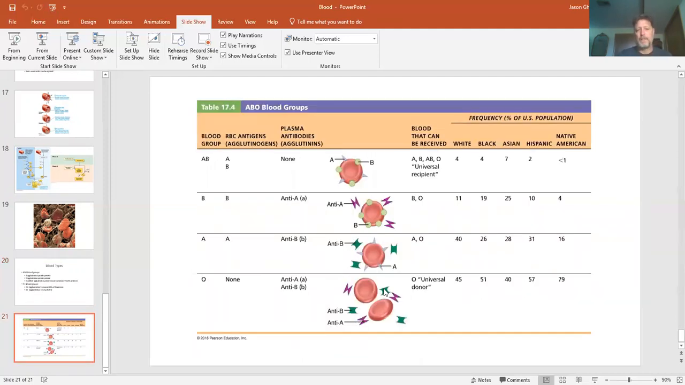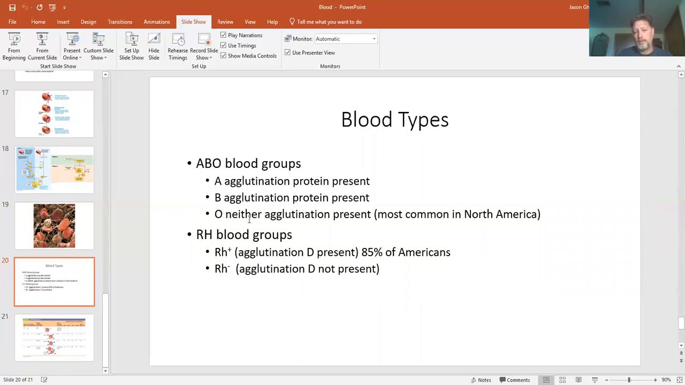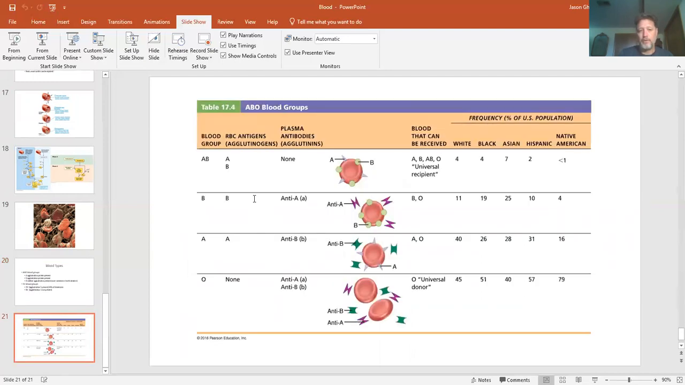Okay. So looking here, an AB person has both the A and the B. They are a universal recipient because they can take blood from a person with A or B, or a person with none. If you don't have any proteins, then your immune system is not going to recognize it as being anything foreign. So A can take blood from A, B can take blood from B, O can take blood from O. A can also take blood from O, and B can take blood from O. B can take blood from B and O. O can only take it from O, all right?